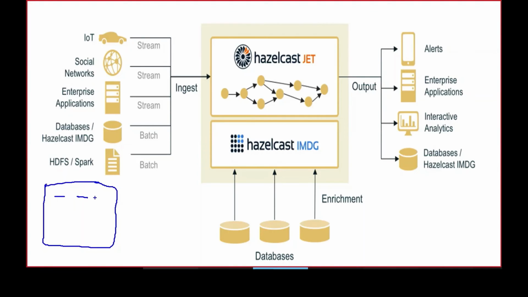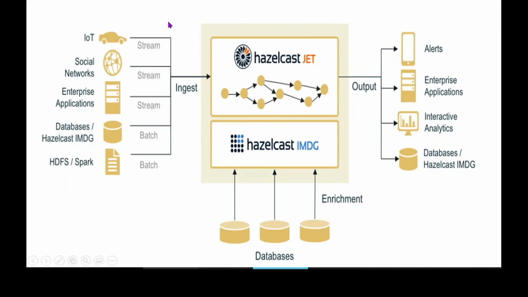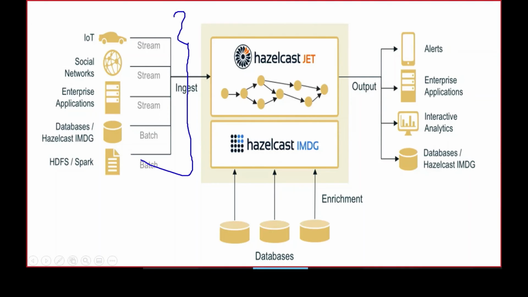Information is constantly produced at various sources. As mentioned here, it might be IoT information, or social network information, or your database information. Even in your grid, information can be produced, or in your Hadoop system, information can be available. So constantly when information is getting produced, you might want to move that information, get it from the source, and process it.